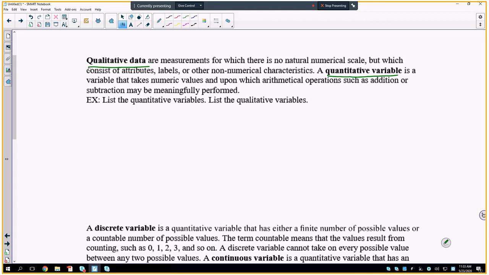So we have a question. Referring to the same table about the hospitals, let's list the quantitative variables.